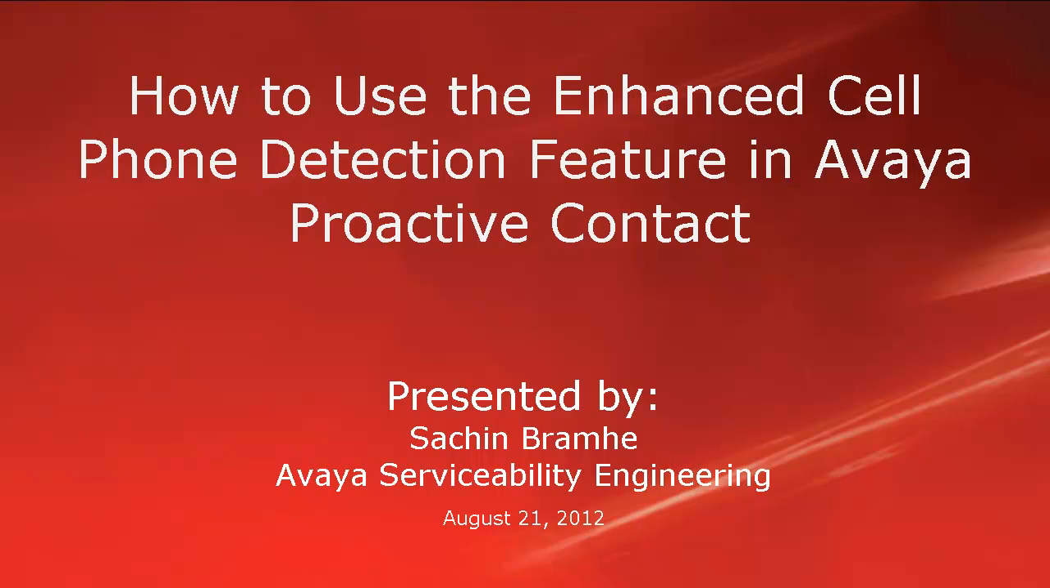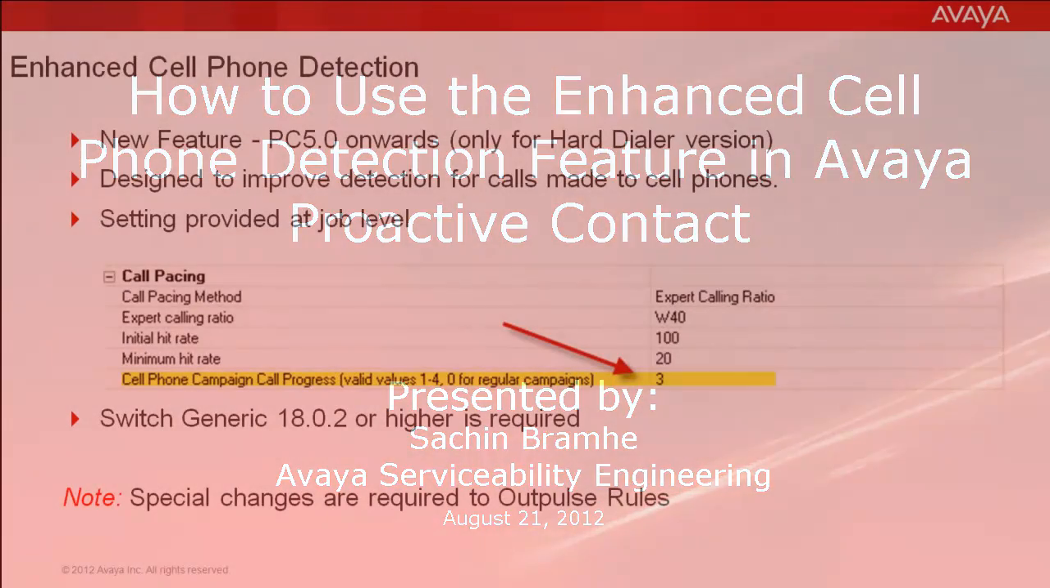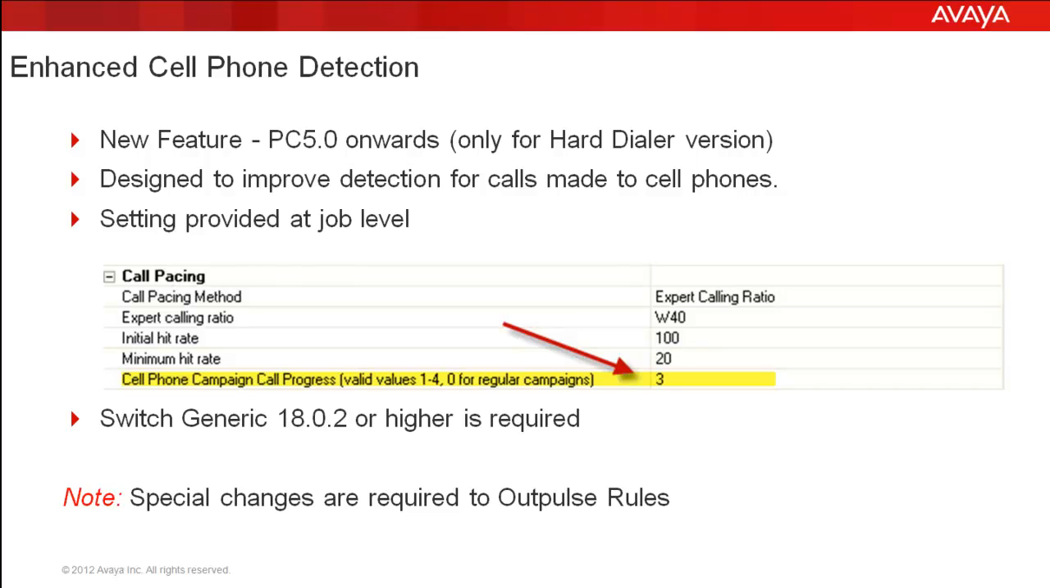In this video, we'll talk about how to use the enhanced cell phone detection feature in Avaya Proactive Contact. The enhanced cell phone detection is a new feature introduced in Proactive Contact version 5.0 and later releases. This is applicable only to the hard dialer version of Proactive Contact, that is where you have the digital switch as part of the Proactive Contact system. This was introduced in order to improve the detection for calls made to cell phones.